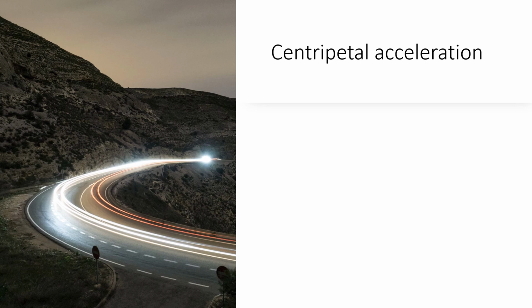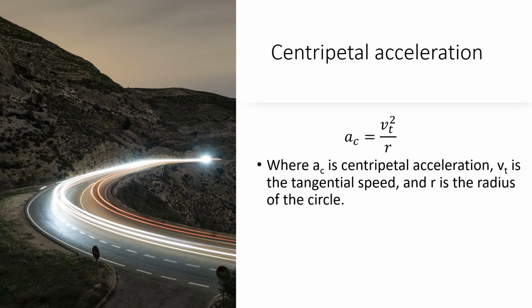So this is the equation for it. So we have centripetal acceleration, A sub c, is tangential velocity squared divided by the radius. What's great about this formula is it's on the AP exam on your formula sheet. Okay, where A_c is the centripetal acceleration, v_t is the tangential speed, and r is the radius of the circle. If they give you the diameter, you're going to have to divide it by 2 to get the radius.